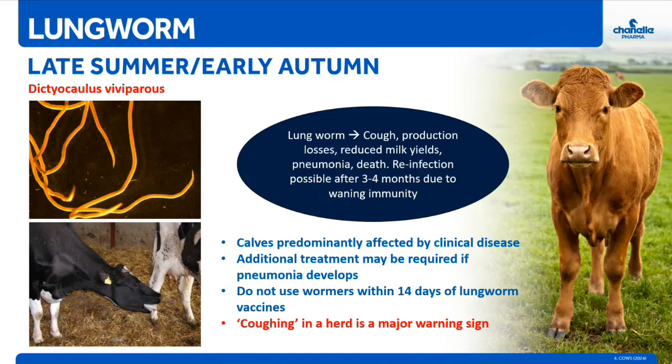Heavy rain after a period of dry weather can also represent a risk period, and this can often happen over the summer months. If you think there's a problem, i.e. the milk yield has dropped or you have animals that are coughing, deal with it quickly, otherwise you may see decreased production and, worst case scenario, deaths.